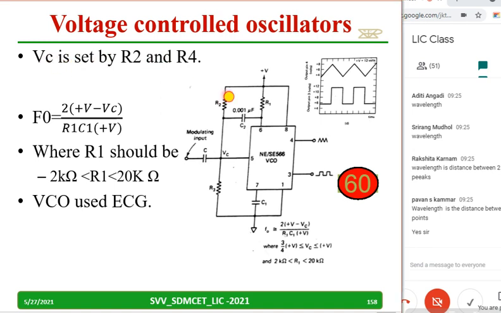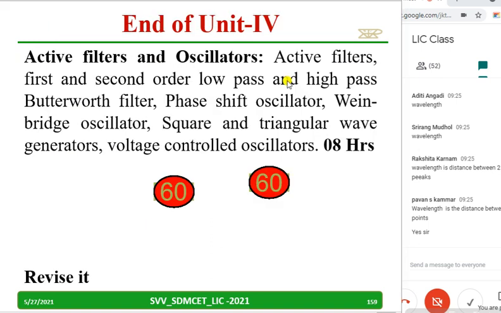VC is set by R2 and R3. This is R2 and R3. While typing, I think I typed R4. It is R3, and the frequency is given by 2 times (V+ minus VC) divided by R1 C1 V+, where R1 should be between 2K and 20K, and this VCO is also used in the ECG. Okay, copy down this and try to understand.